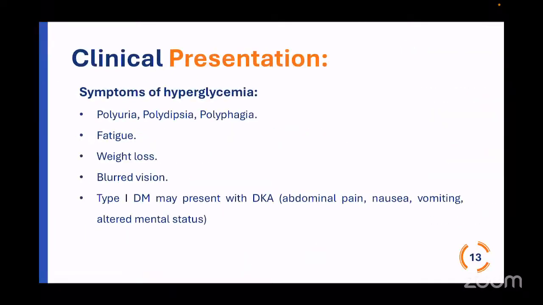So the clinical presentation for type 1 and type 2 diabetes is similar. Patients may present complaining of polyuria because an increased level of glucose stimulates diuresis, and polydipsia as a compensation for diuresis, polyphagia, fatigue, weight loss, blurring of vision. Patients with type 1 diabetes may present with DKA, with abdominal pain, nausea, vomiting, and altered mental status.